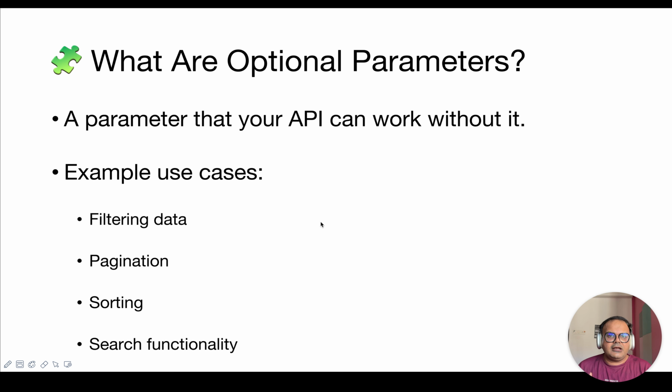What are the use cases where these optional parameters are practically used in a project? When you want to filter your data. For example, you have user data and you want to fetch the user data by role, admin role or accountant role. At that time, you can use optional parameters rather than creating multiple endpoints of the API. If you are using pagination, sorting, ascending, descending, or if you have a search functionality in your project, in all these scenarios, you can use Web API optional parameters and avoid multiple endpoints.